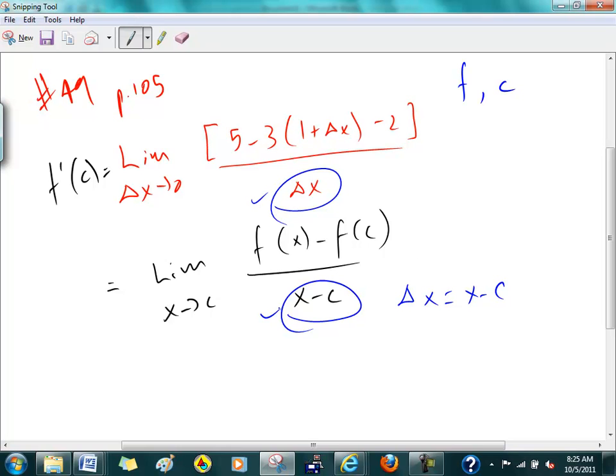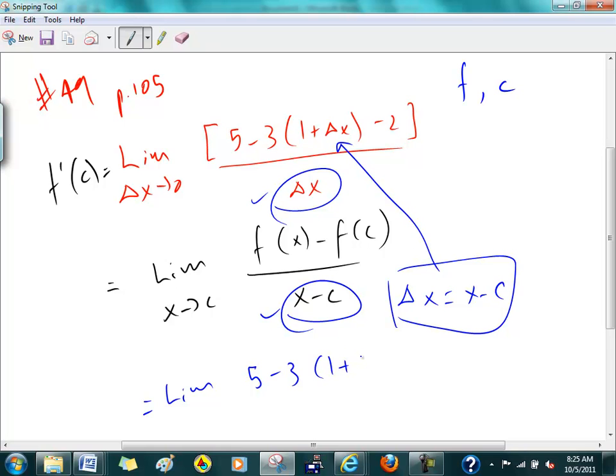And then what you do is you take this and you shove it in there. So then your upstairs becomes limit 5 minus 3 into 1 plus x minus c minus 2, all over x minus c.